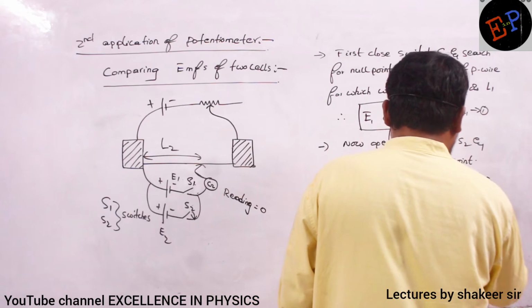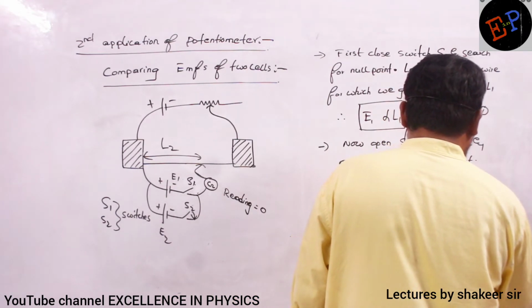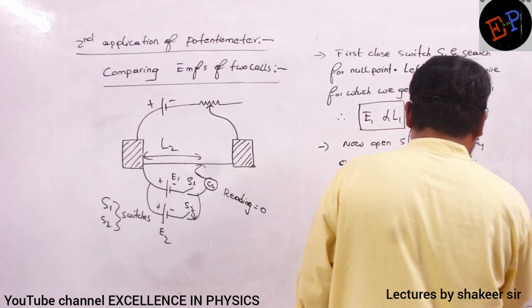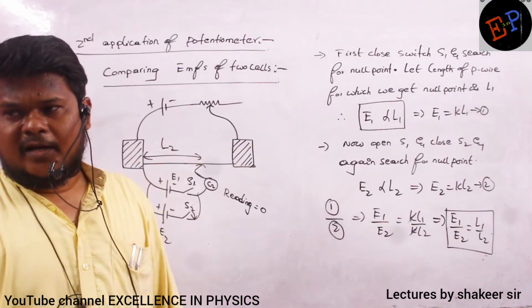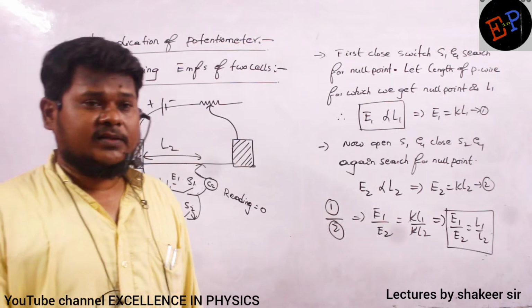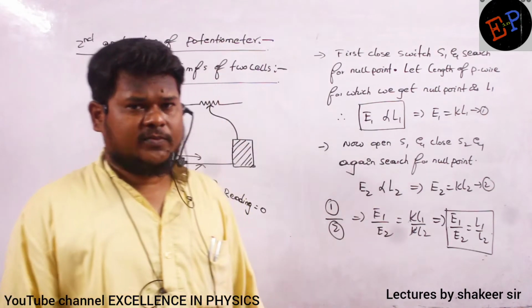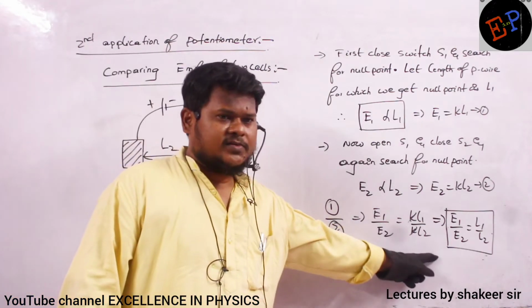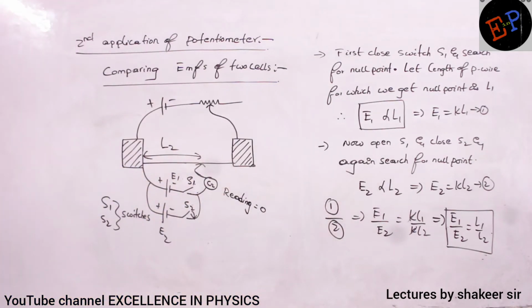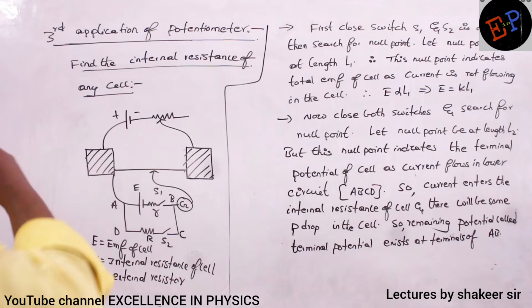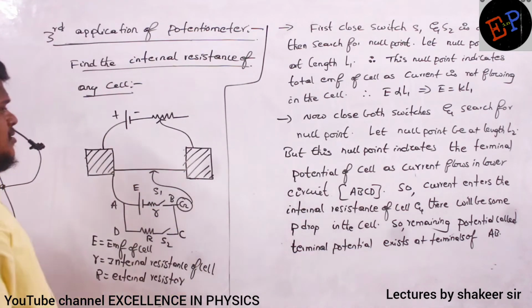So therefore E1 by E2 is equal to L1 by L2. So this is how I can compare the EMFs of two cells. I am not finding EMF, I am just comparing the EMF. Many times questions were asked directly on this relation, comparing the EMF of two cells.